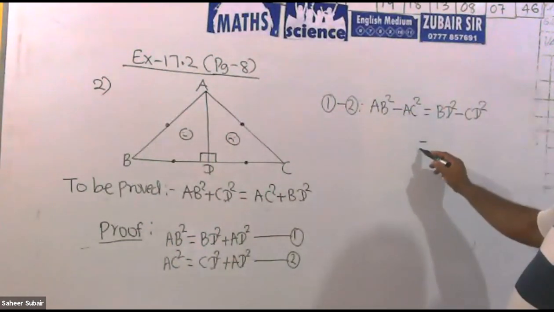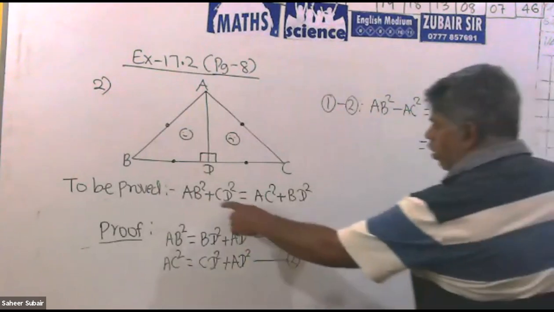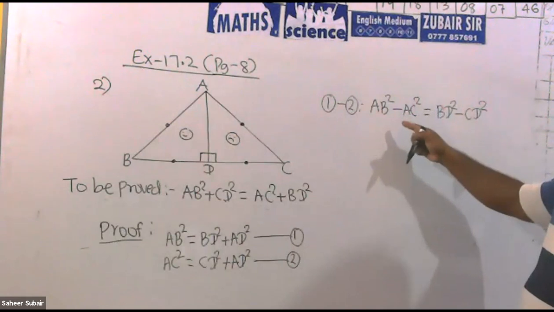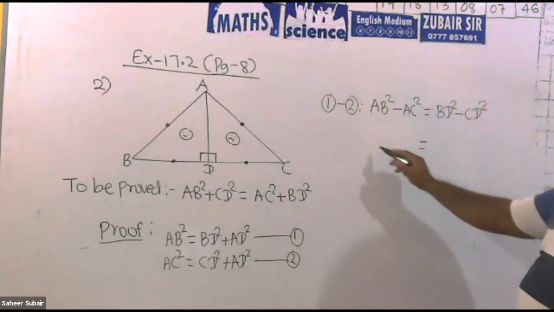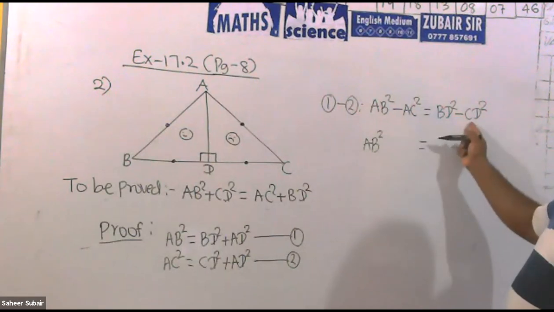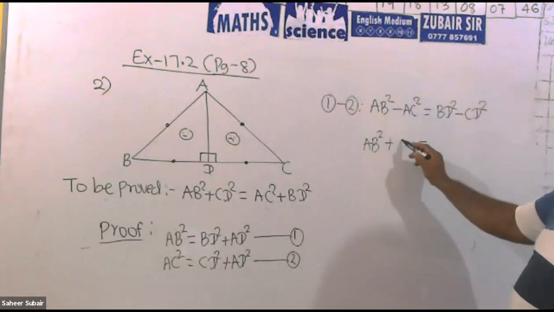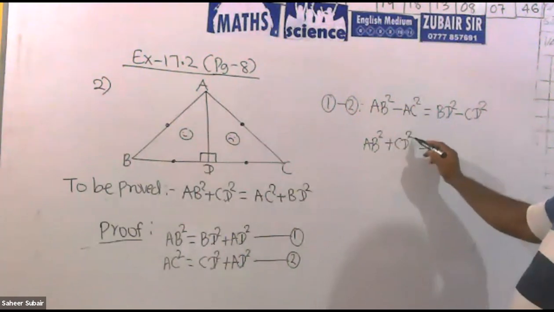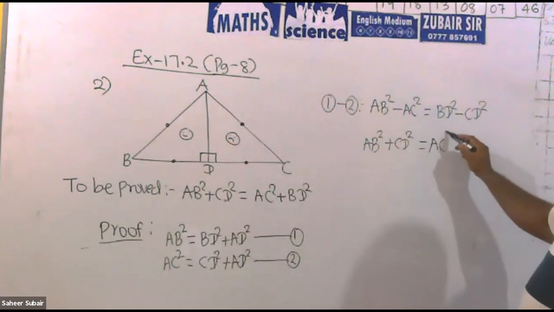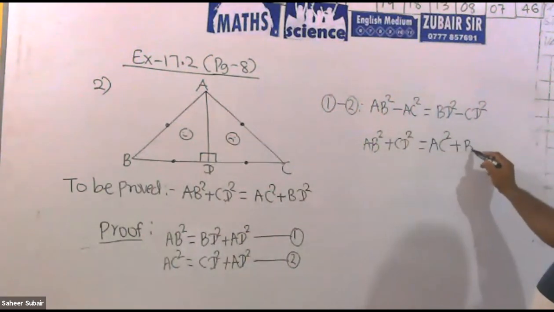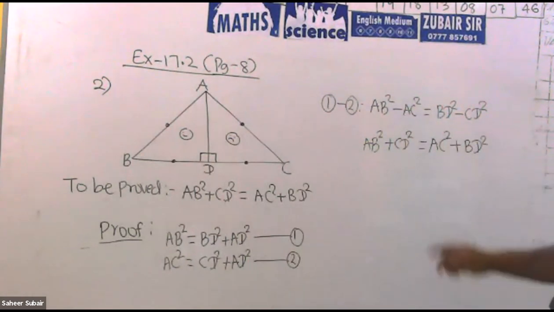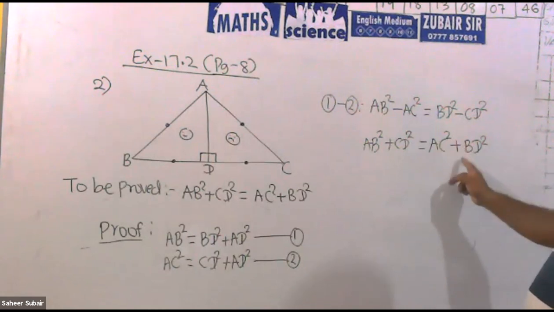Right? Now we will try to form the answer. They are asking AB plus CD, so CD should be on that side and AC should be on the other side. When you take the minus CD to this side, it becomes plus CD. If you take this minus AC to the other side, it becomes plus AC. Here one BD. So AB squared plus CD squared equal to AC squared plus BD squared.